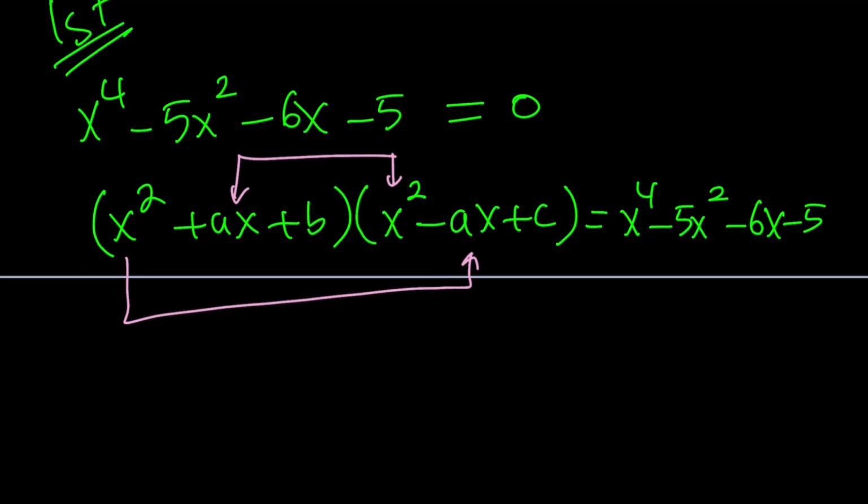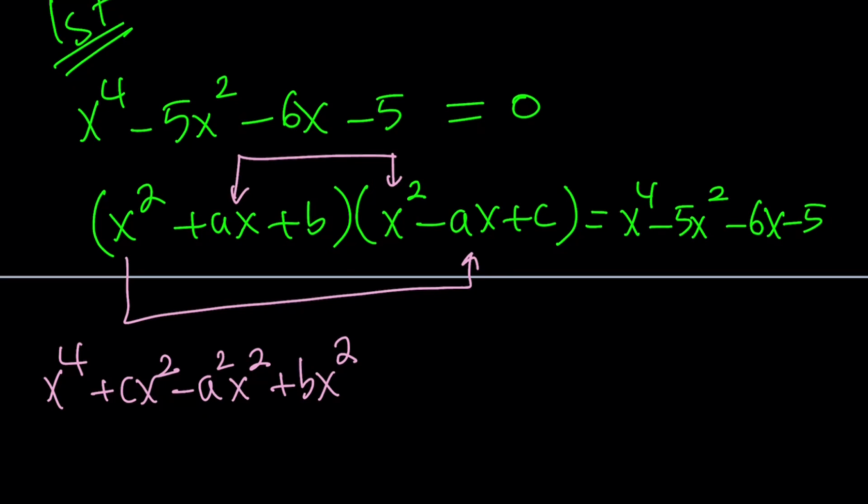So let's distribute the left-hand side. We're going to get x to the fourth. Don't worry about x cubed because that's not going to happen. Well, let's see which x squared values we're going to get. You can distribute this x squared over the c, so you're going to get cx squared. And then ax by negative ax, of course, that's going to give you negative a squared x squared. And then finally b with x squared. That's going to give you all the x squared you need. Make sense? There's 3 ways.